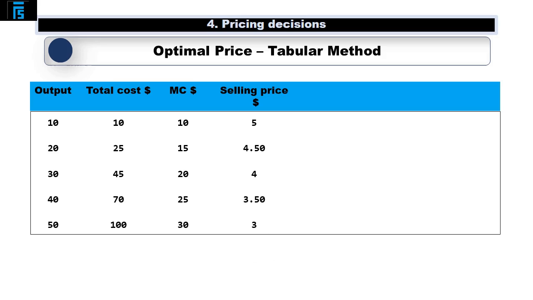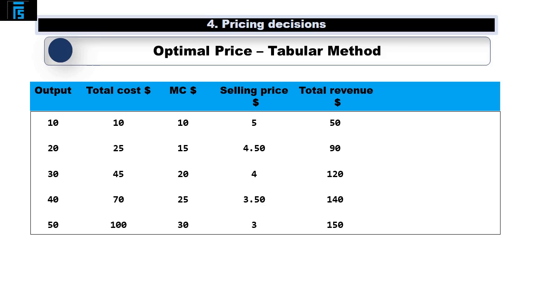If we then look at the selling price at each output level, we can work out the total revenue we can generate at these output levels. $50 if we sell 10 units, $90 if we sell 20 units, $120 if we sell 30 units, $140 if we sell 40 units, and $150 if we sell 50 units.